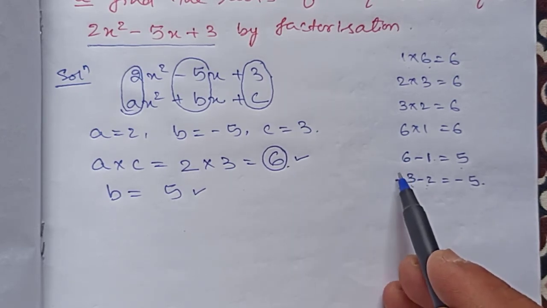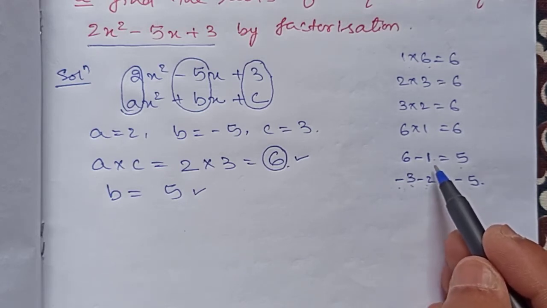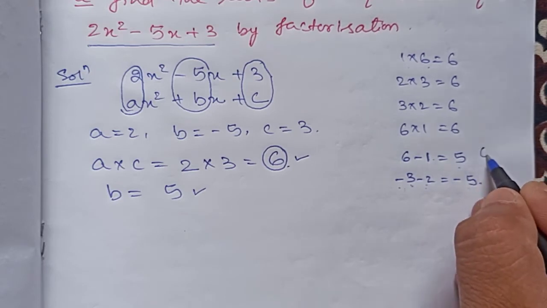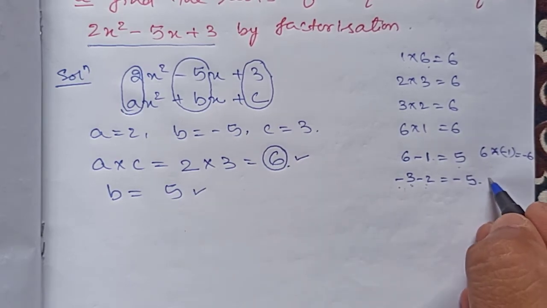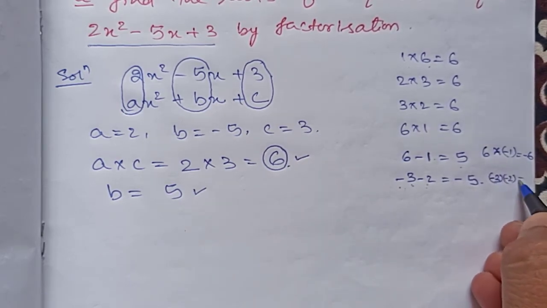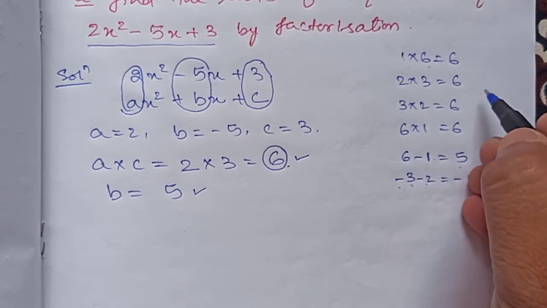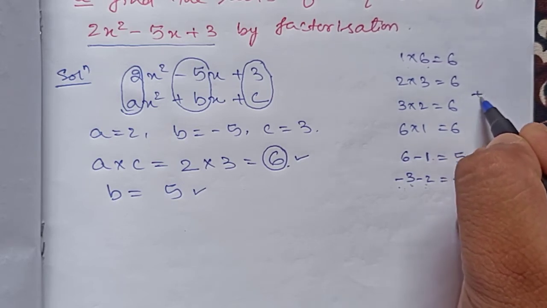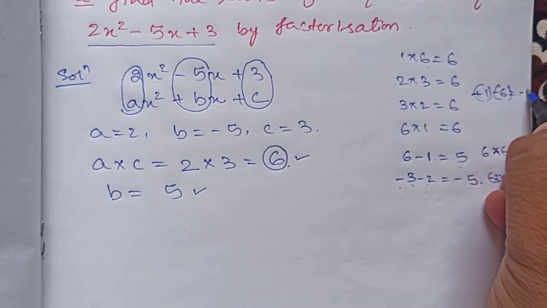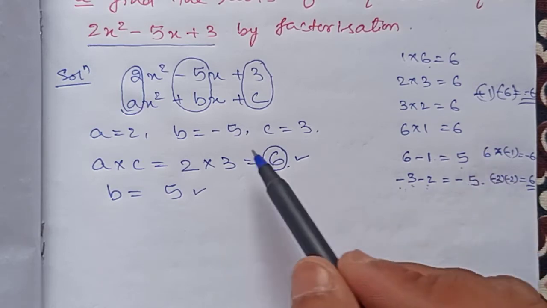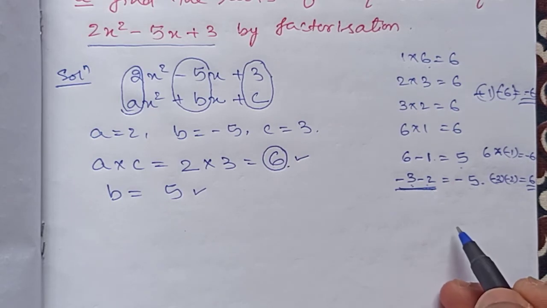So which numbers do we have to select, how to know? Look here. If I multiply these two, 6 ones are 6, but 6 into minus 1, how much will I get? I will get minus 6. Is it 6? No. If I multiply minus 3 into minus 2 I will get 6. So this is the correct value. Suppose I take plus 1 and minus 6, if I multiply these two, still I will get minus 6 as the value, but I have to get plus 6. That's why minus 3 and minus 2 will be our middle term values.